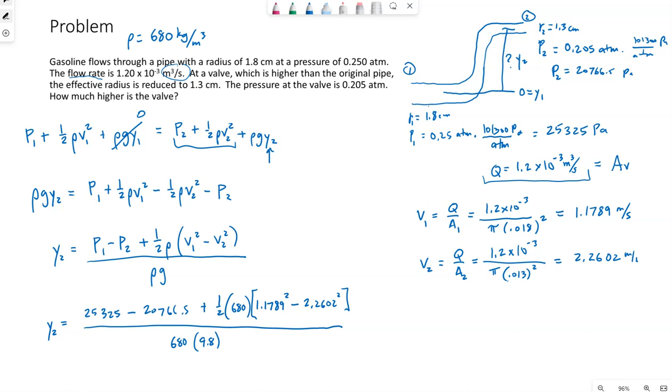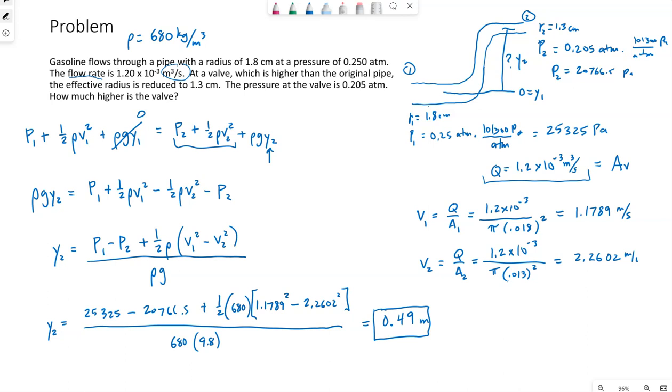Okay, I'm getting, if I've plugged that in correctly, 0.49 meters. So this valve is approximately 1/2 meter higher than that original pipe.